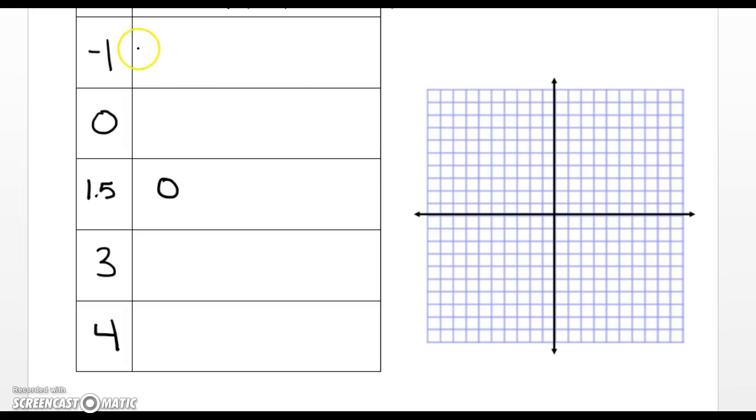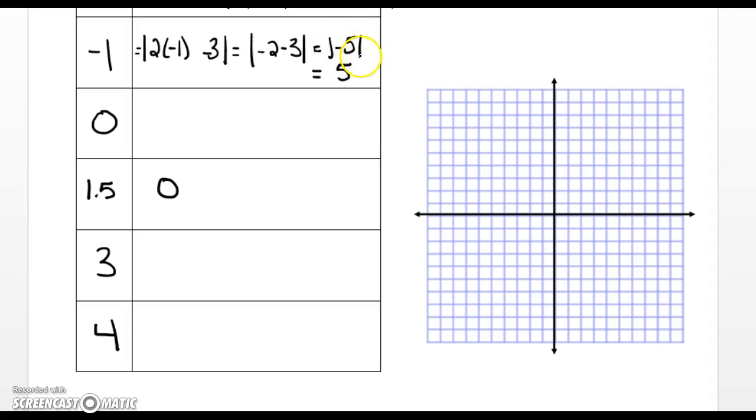Our function here was the absolute value of 2 times x minus 3. So here we have 2 times -1 minus 3. 2 times -1 is -2, minus 3, and -2 minus 3 is -5. So here we're going to have the absolute value of -5. When you apply that absolute value, you find that your y value will be +5.